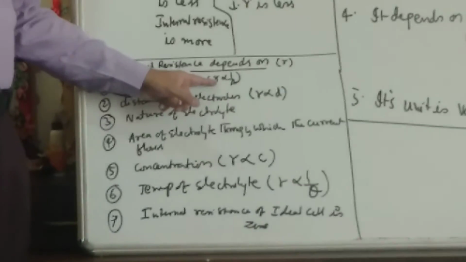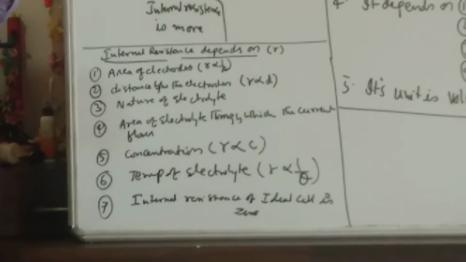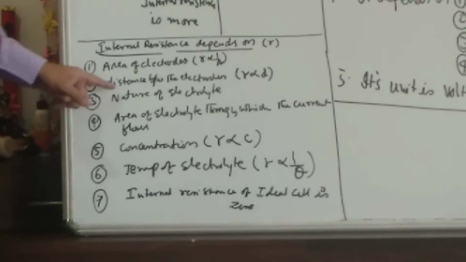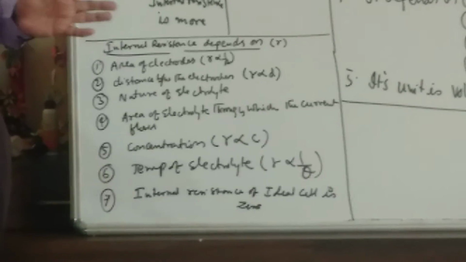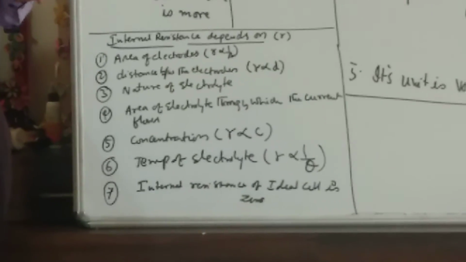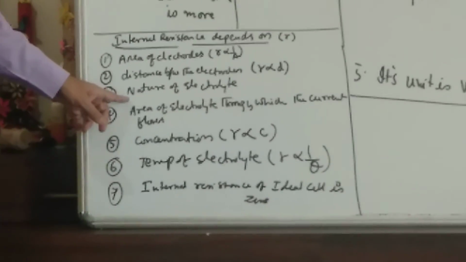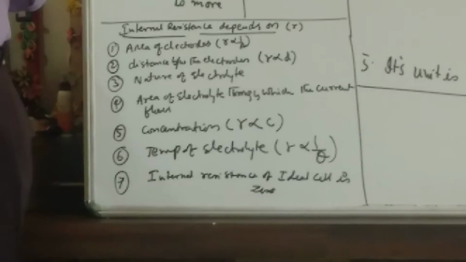That means R is inversely proportional to A. R is inversely proportional to A means that as the area of cross-section decreases, the resistance increases. Number two, the distance between the plates: R is proportional to D. As the distance increases, the resistance increases. As the distance decreases, the current flow increases. Number three, the nature of electrolytes depends upon its concentration.